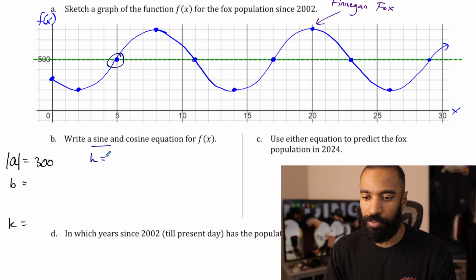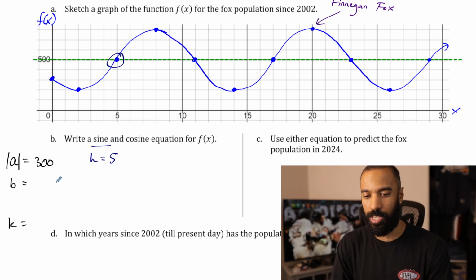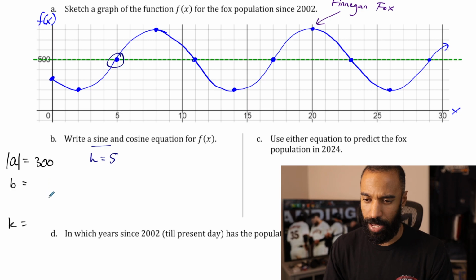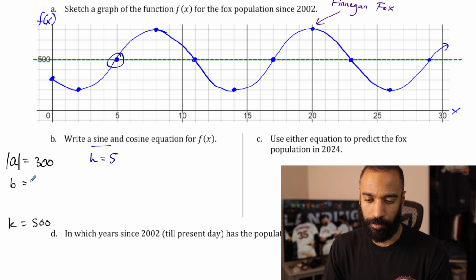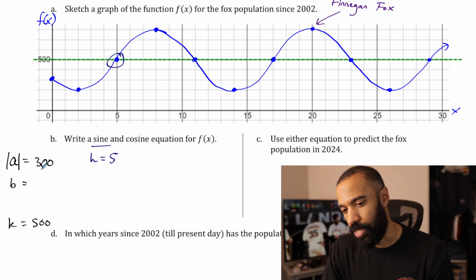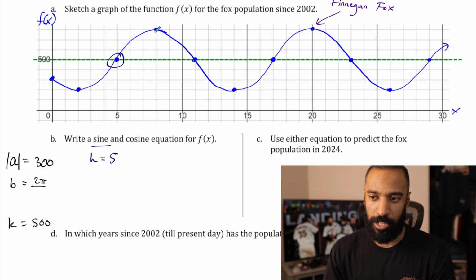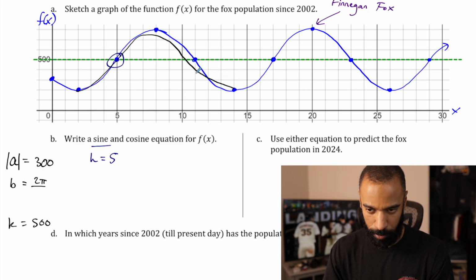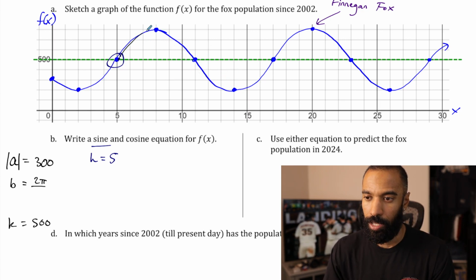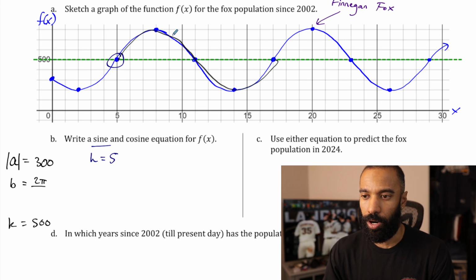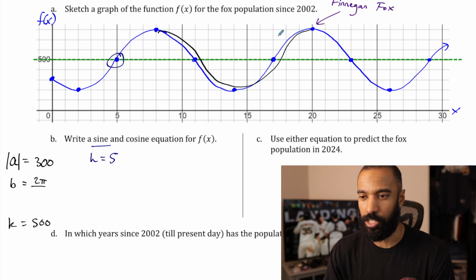The H value here is 5. 5 years into it, we're going to take. The K value, the midline, is 500. And B, the frequency, is 2 pi over your period. Now, the period isn't just from a min to max, it's completing a full cycle, such as this one right there. That's a full period. Or this is a full period. Or this is a full period. Whatever it takes to repeat.